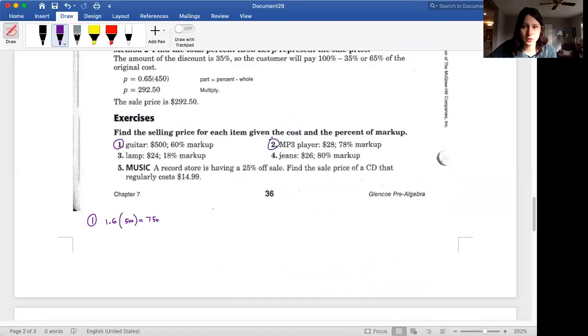Okay, let's do number two down here. MP3 player. So do we even have those anymore? MP3 player, it's $28 and it's a 78% markup. So maybe it only costs like 28 really to make it and get it shipped to the store, but the store is going to mark up this player by 78%. So I'm going to do it as 1.78 times 28 to get the final price, the selling price.